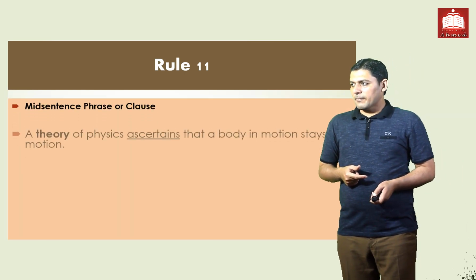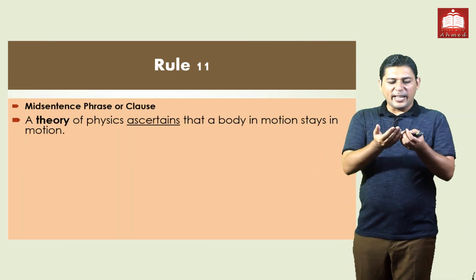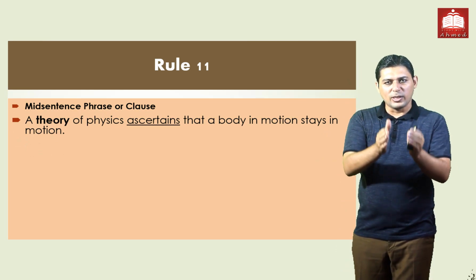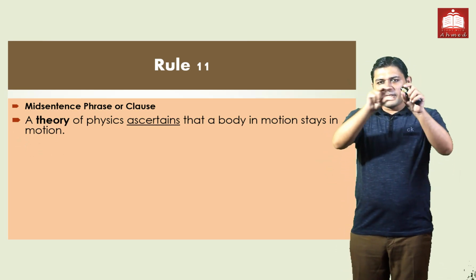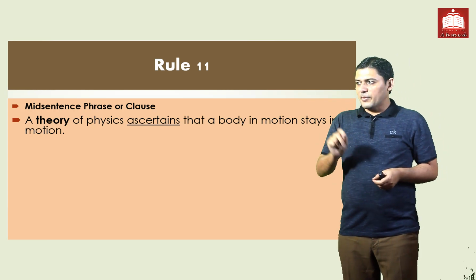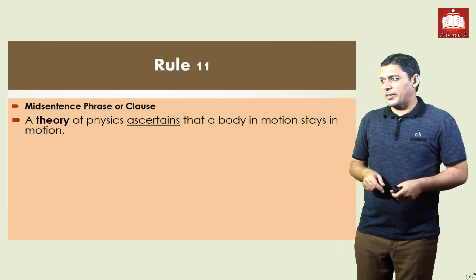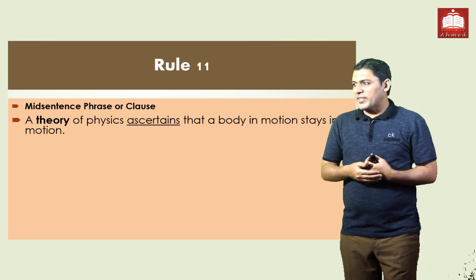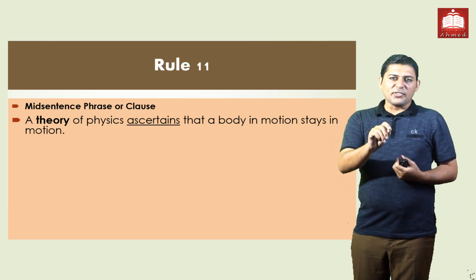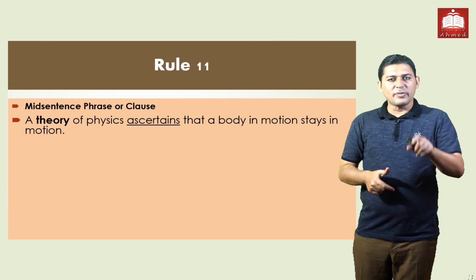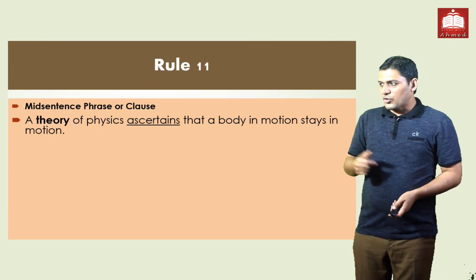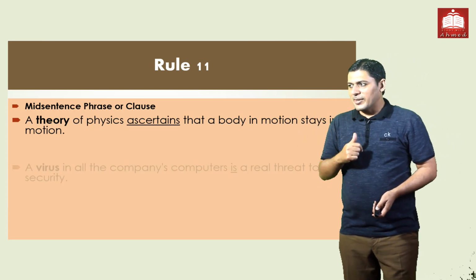Point number 11, we have certain subjects that are in the form of phrases और clauses के form में हो सकते हैं. Subject काफी lengthy भी हो सकता है. So we will see the main idea or the key word in that subject. A theory of physics ascertains. A theory of physics a singular subject. Why? Because we are discussing a theory. So subject यहाँ पे singular है, verb भी आपने singular use किया हुआ है.